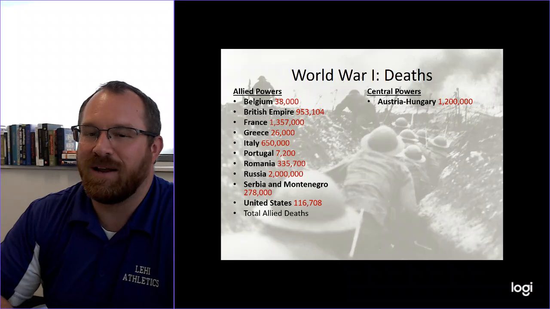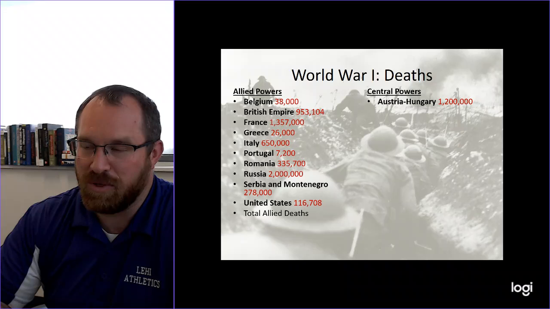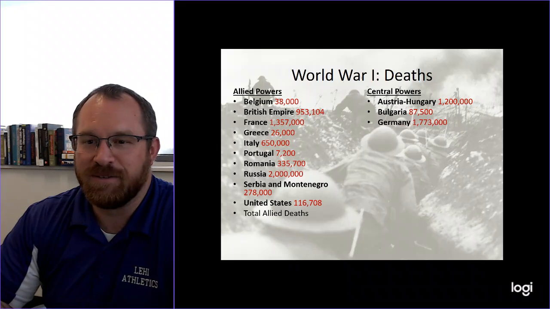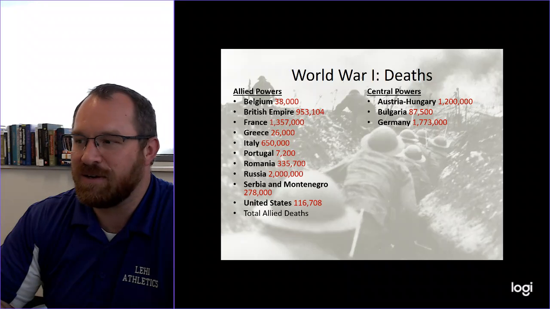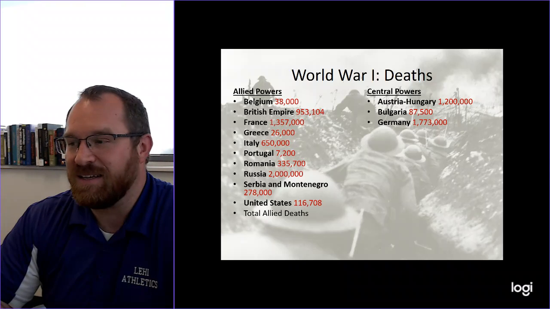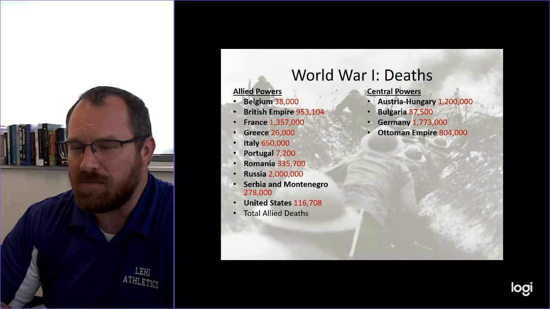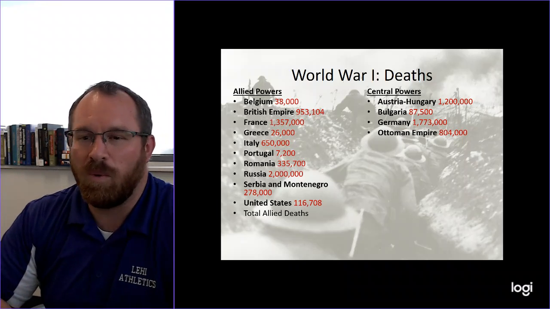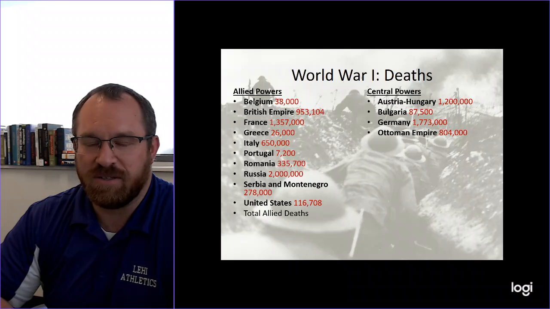But moving on, we got Austria-Hungary. They lost almost 1.2 million. Again, a rounded out number. Bulgaria, 87,000. Germany, 1.7 million. Again, a lot. And Ottoman Empire, about 800,000. Again, of all the combatants in World War I, you have this many that essentially lost their lives.